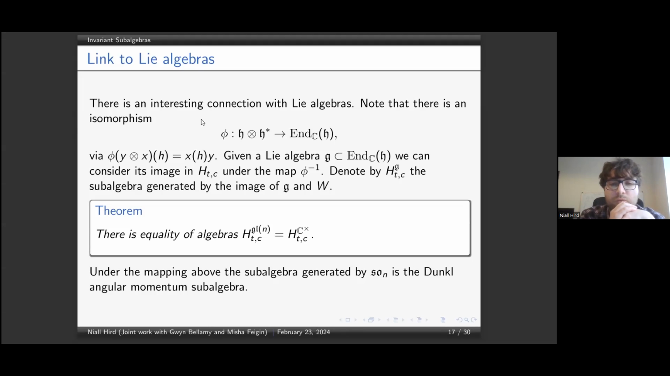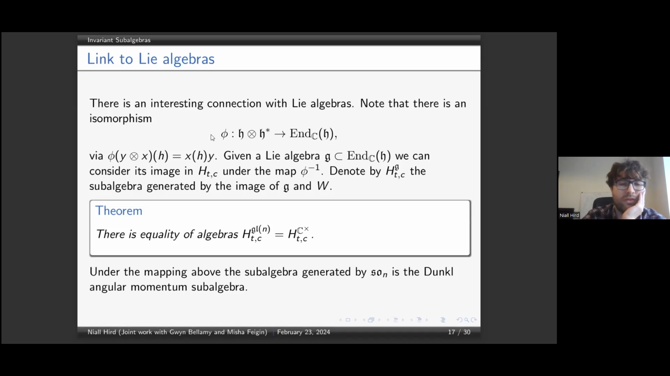So if you've got a Lie algebra g inside your endomorphism ring, you can think of its image in your rational Cherednik algebra under this identification. The tensor product lives inside the rational Cherednik algebra, by the way. So you can consider it inside H, and then just think, right, what's the subalgebra that's generated by the image of g and also W?